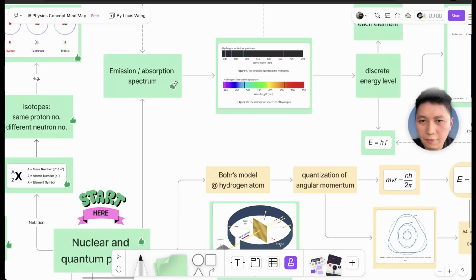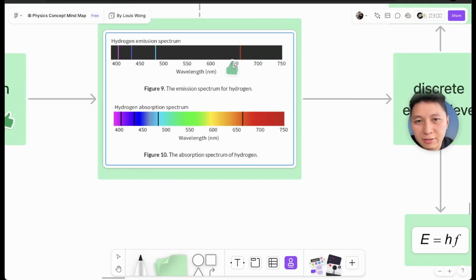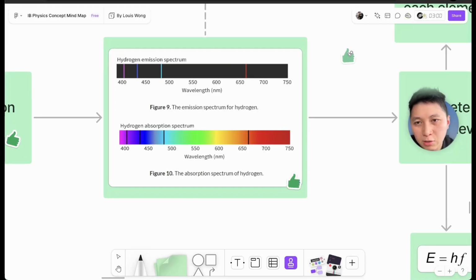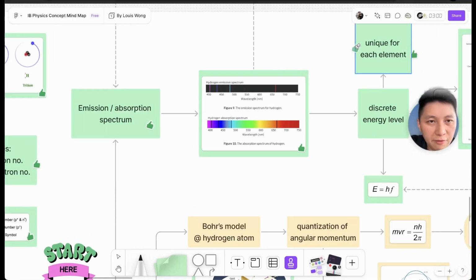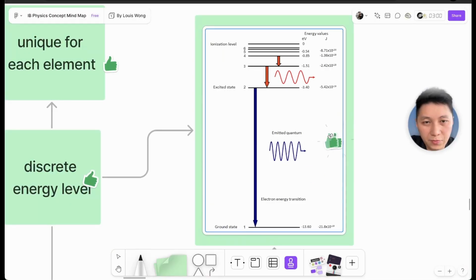So first, okay, I'll cover the SL part first, which is about the emission and absorption spectrum, which scientists first found very interesting, because how can you expect that to happen? So for different elements, they will show you a different emission and absorption spectrum. Basically, it's just a composite of each other. And so it's very unique for each element because they have different energy levels, and we also find the energy level is discrete, and that's why we can produce a diagram, okay, like this.